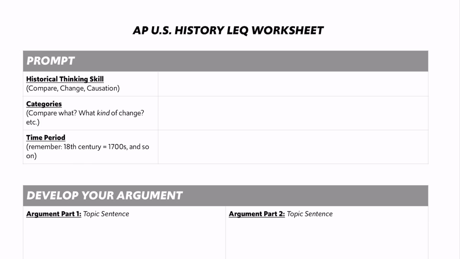First of all, what's the historical thinking skill they're asking me to write about? And this one, it's easy. It says, how did technological innovation change the United States economy? So this is a change question. And just to be clear, what kind of change are they asking me to talk about? Well, in this case, it's scientific and technological innovation and how it changed the United States economy. And just so I'm clear, I want to make sure that I write the time period down here, so I write an essay within that time period. And this one is 1950 to 2000.